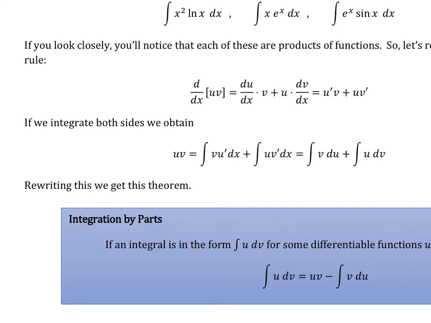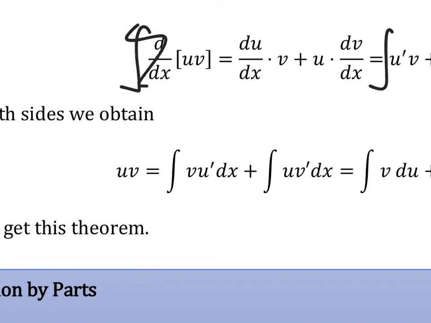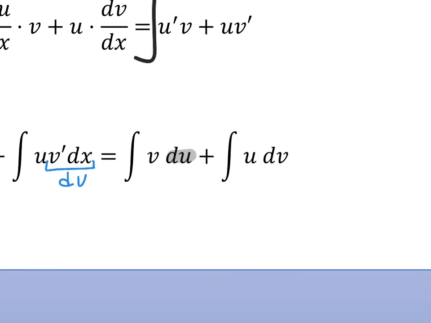Now, if we integrate both these sides, well, we integrate the derivative and these kind of cancel each other out, leaving us with uv. And when we integrate this thing, all right, we can take the integral of them separately. And this right here, we have the integral of v u prime dx. Well, u prime dx there is just du, because du dx is u prime, swing this over there, and there you go. That's du, and this is dv, which leaves us with the integral of v du.